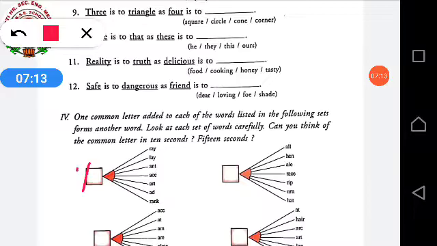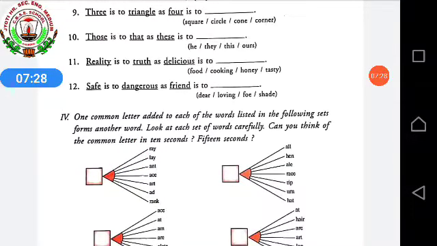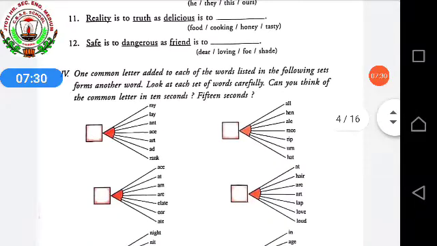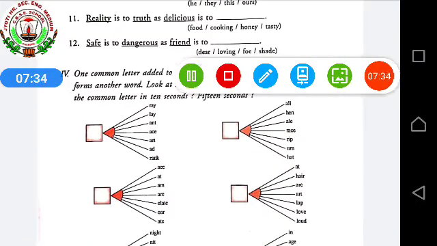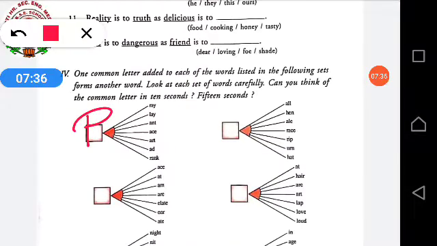It can be P. Okay. Pray, play, pant, pace, part, pad, prank. So in this way, you have to do the rest also by yourself. The first letter I already told you, it is P. Understood, children? In the same way, search out for the rest of the boxes.